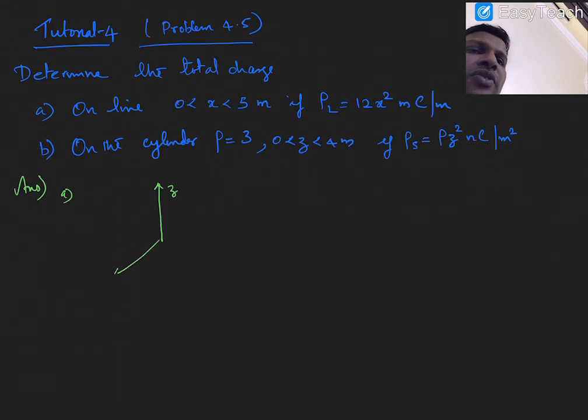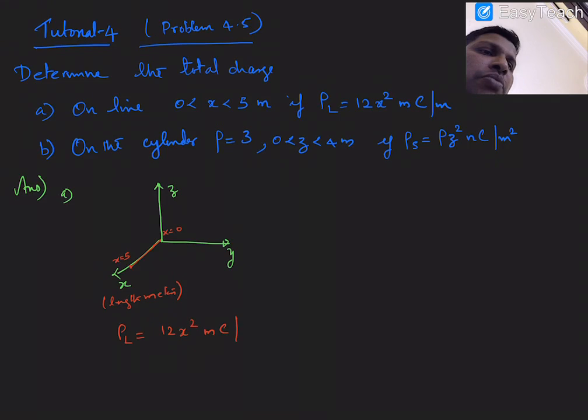It is like this. So this is the x-axis, y-axis and z-axis, and there is a line which carries charge. Its length is 5 meters, starting from x equal to 0 and ending at x equal to 5. The length is in meters. Now the line charge density is given, rho L is equal to 12x square millicoulomb per meter. You want to find the total charge.